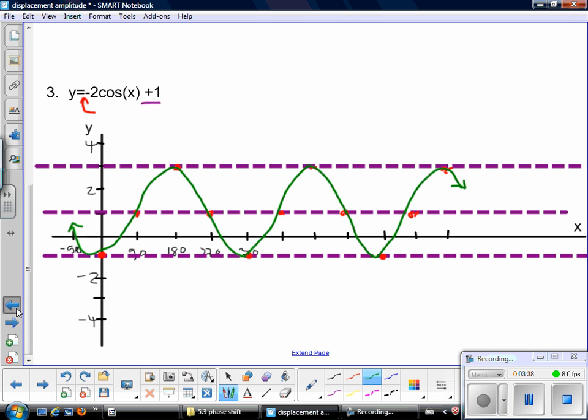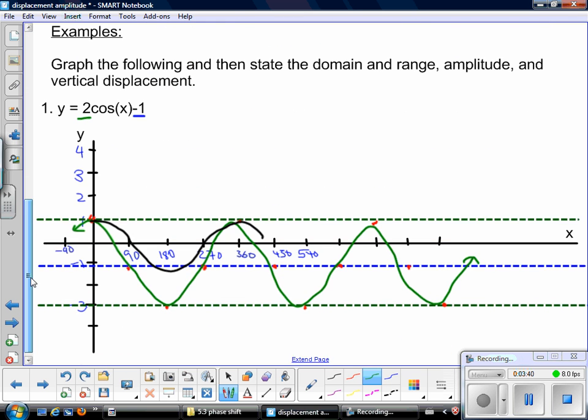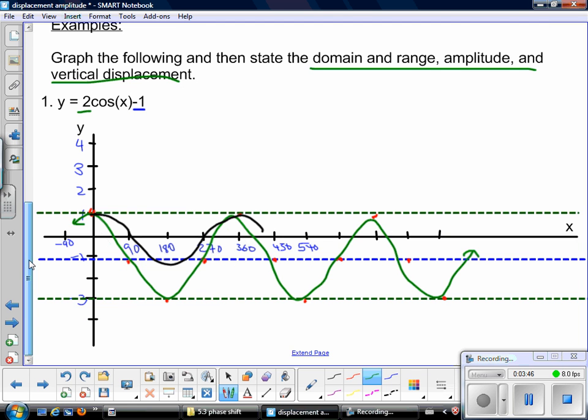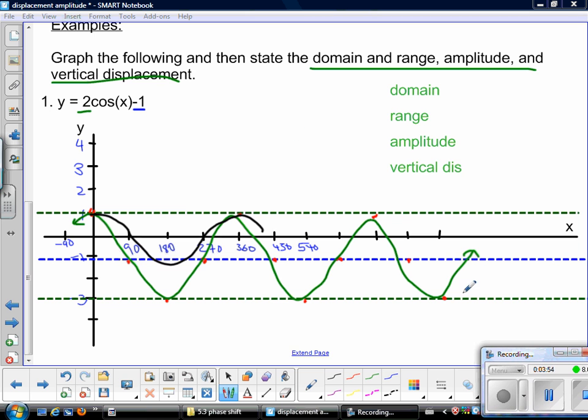Now I'm surprised I didn't ask for the domain and range. Oh, I did ask for the domain and range and amplitude and vertical displacement. So it means that I have to go back and state it for the other one. Sorry about that. So you'll just have to go back and look at that example again. Okay, so if we go back to this first one, let's look at the domain. The domain is x is the set of real numbers, so that hasn't changed.